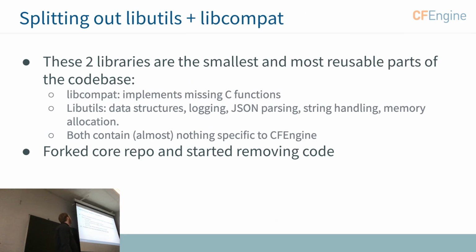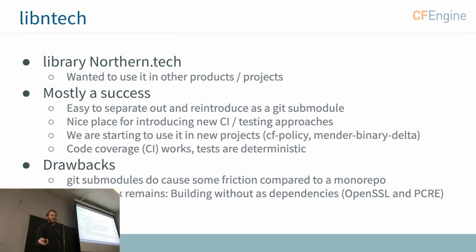So that's this one. A smaller subset of something we can modularize is our basic functionality, like data structures, JSON parsing, memory allocation, string handling, and fallback implementations for missing C functions. And we made a library out of this. We started by forking the core repo, ripping out code, and then reintroducing it as a Git submodule in the core repo. And that works, and it's called libntech, library northern-tech.